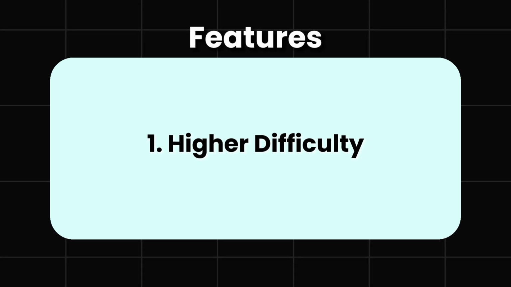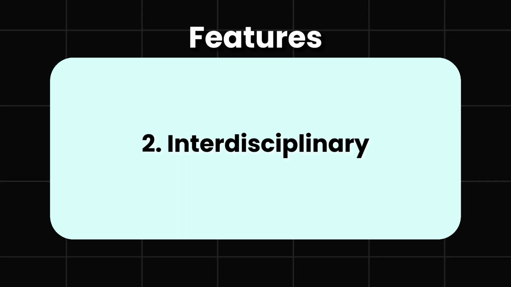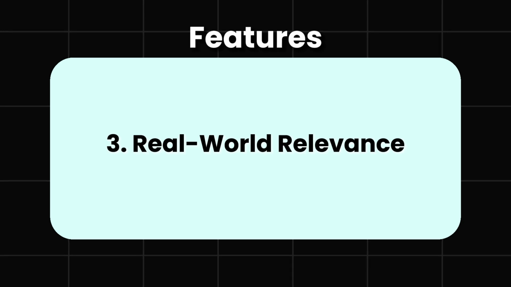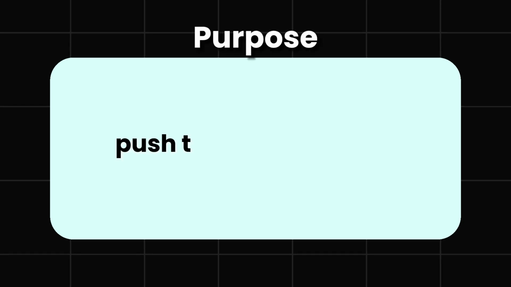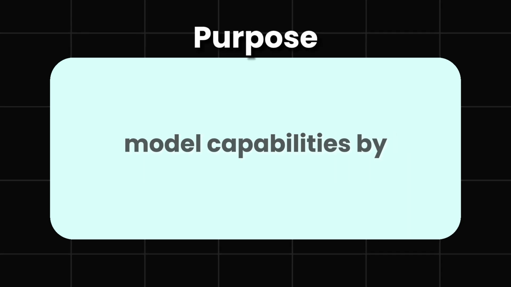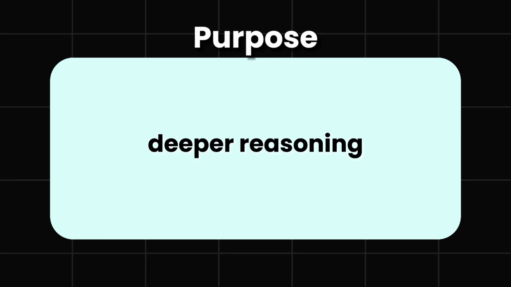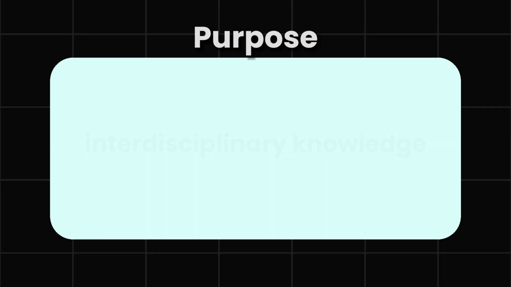So the features include higher difficulty, because the questions are more complex and require advanced reasoning. It is interdisciplinary, where it encourages the models to integrate knowledge from multiple domains, and it has real-world relevance, whereby the questions mimic real-world problem-solving scenarios. It is done to push the boundaries of model capabilities by testing their ability to handle tasks that require deeper reasoning and interdisciplinary knowledge.